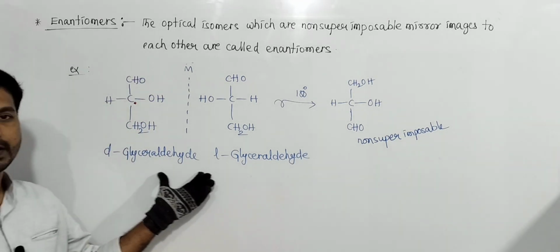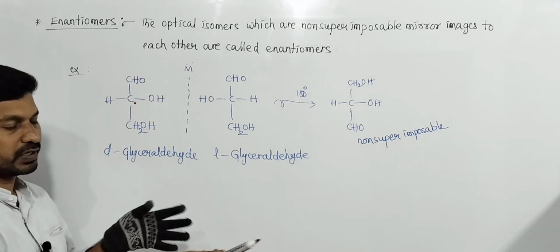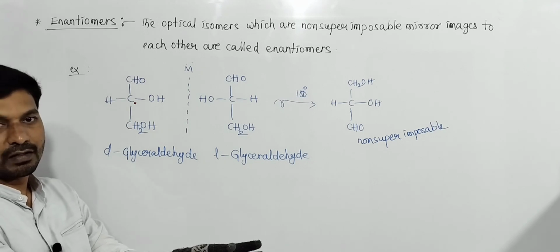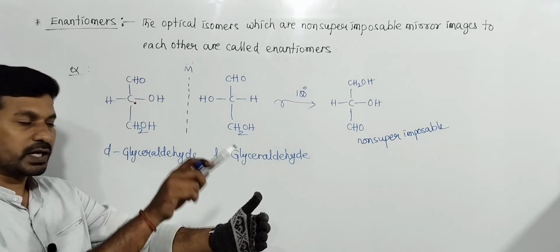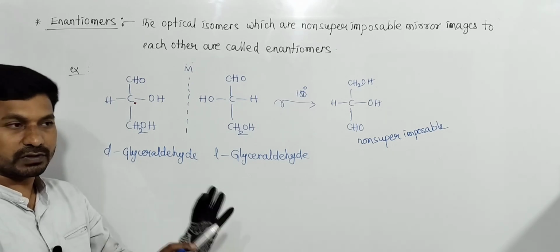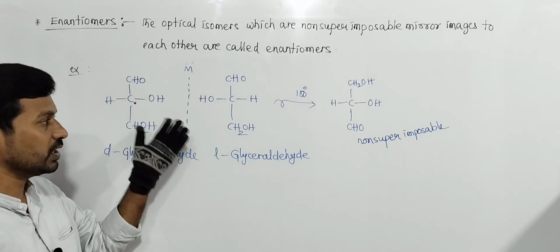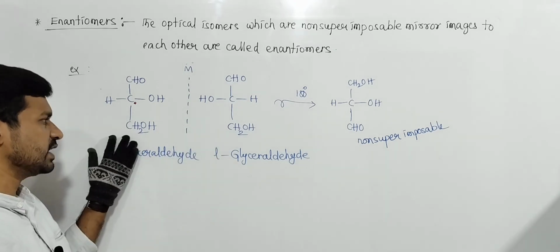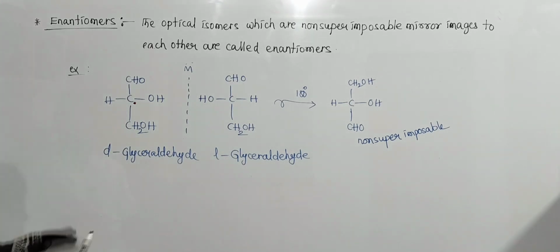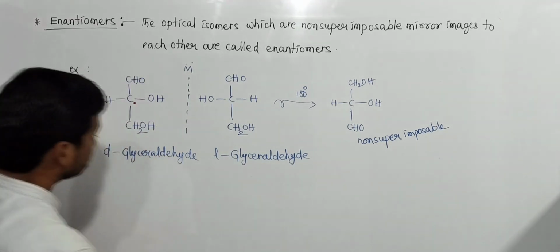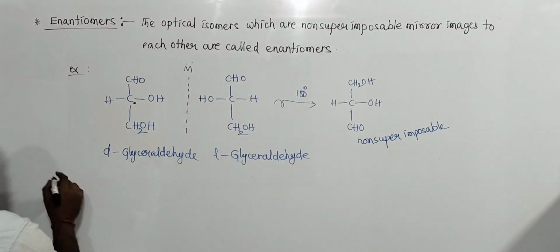Optical rotation is determined practically. In a polarimeter, if it rotates plane polarized light clockwise, it is dextro. If it rotates plane polarized light anti-clockwise, it is levo. That is determined practically, not by looking at the formula. So if one is dextro, the other must be levo. These are enantiomers. Next are diastereomers. So what are diastereomers?